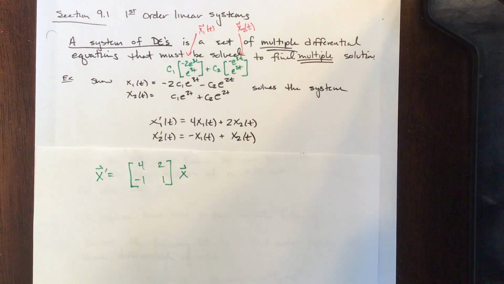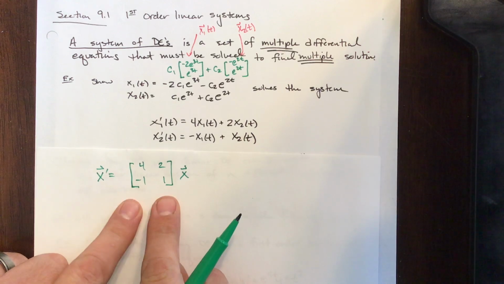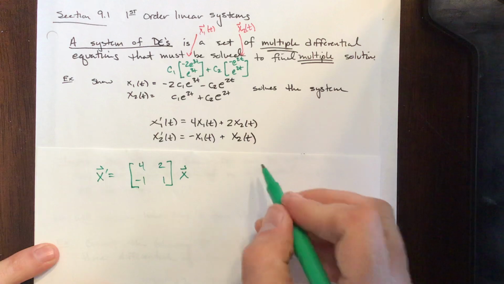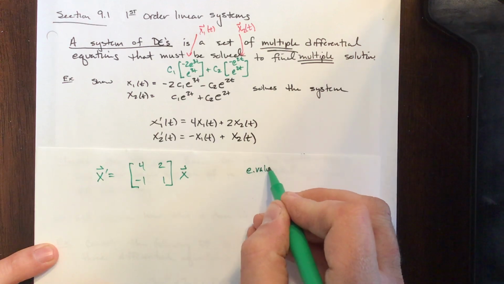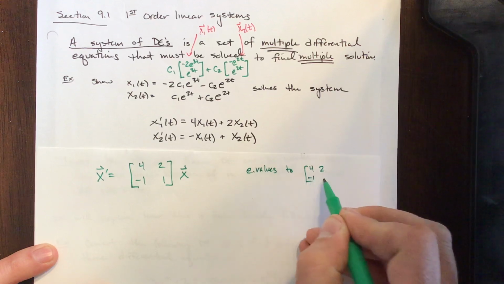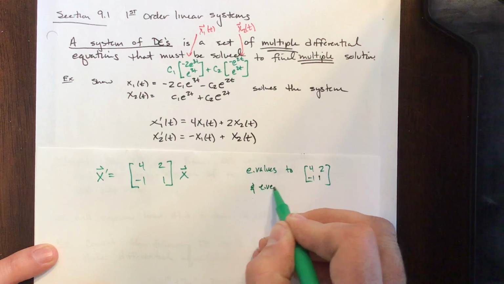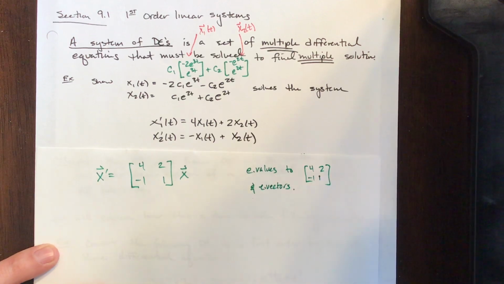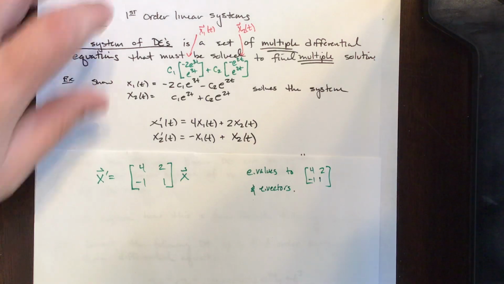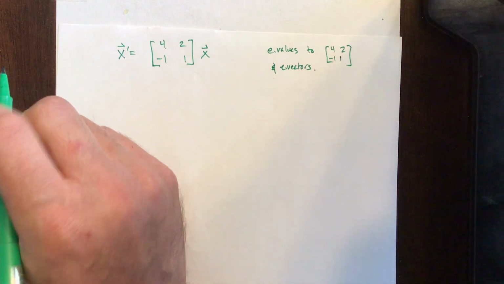This is not a diagonal matrix. So we need to make it a diagonal matrix. So that means we need to diagonalize this. So that means we need the eigenvalues of 4, 2, negative 1, 1, and the eigenvectors. So let's put this aside and find the eigenvalues.